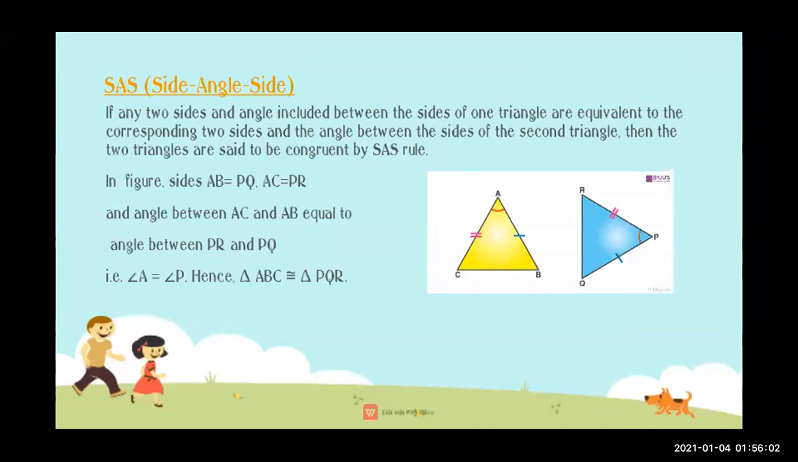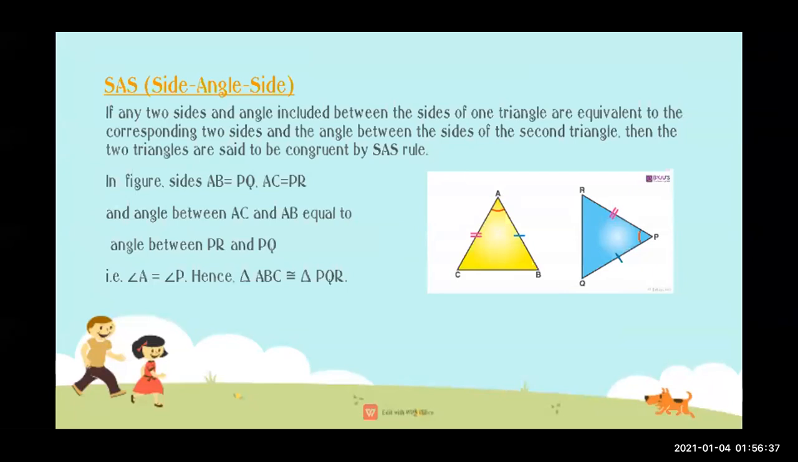See, if there are two sides and in between one angle, and the same equivalent figure is shown in the second triangle also, so that is which type of test? It is the side angle side test. So here you can see in the figure. Now here AB is equal to PQ. Next is AC. AC is equal to PR, and the angle between AB and AC is equal to the angle between PQ and PR.